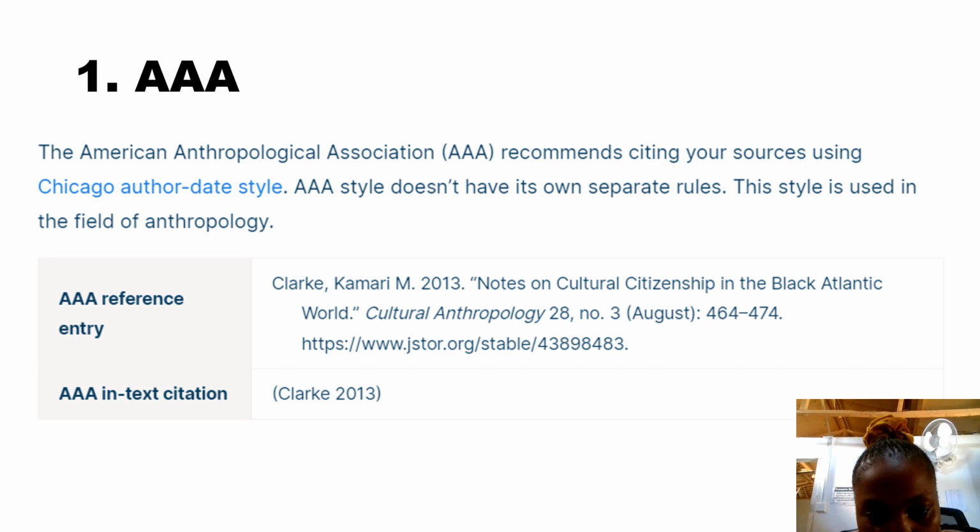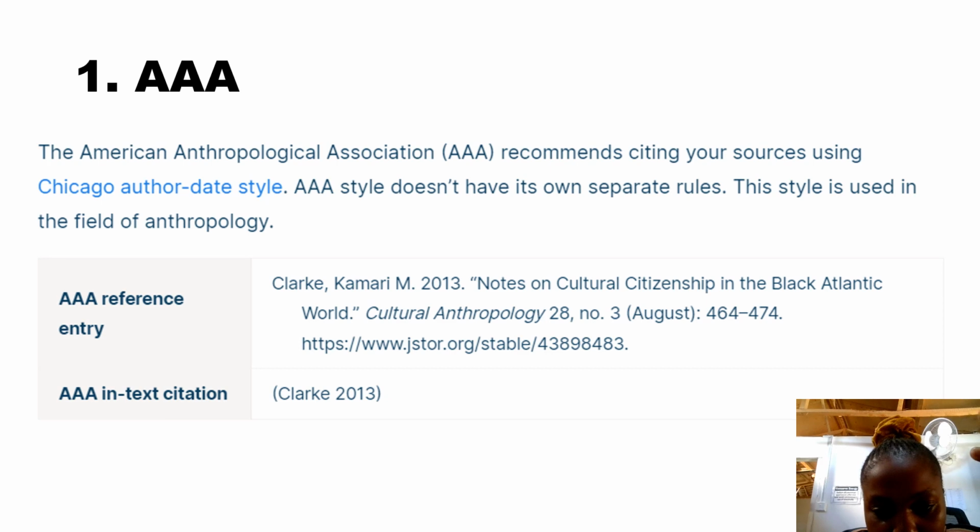You put the name like Clark Kamari M 2013. Then you put the title of the paper, Notes on Cultural Citizenship in Black Atlantic World, the name of the journal, the journal number maybe, the issue number or volume number, the month, and the pages, 464 to 474, and the website.